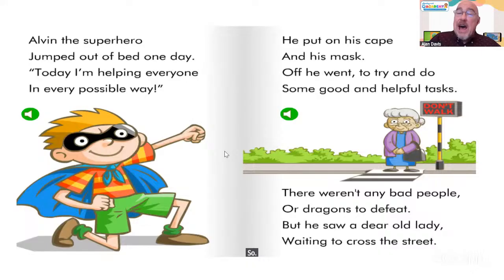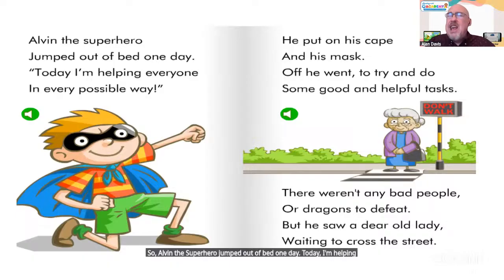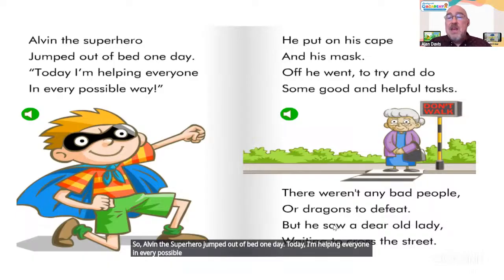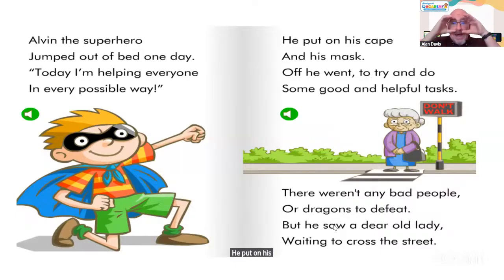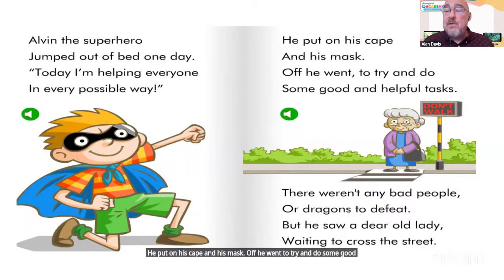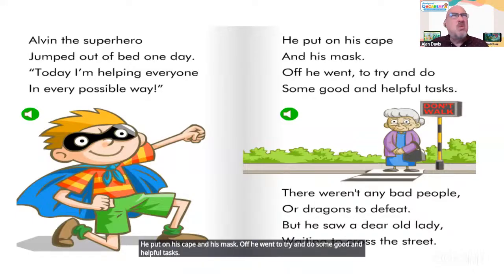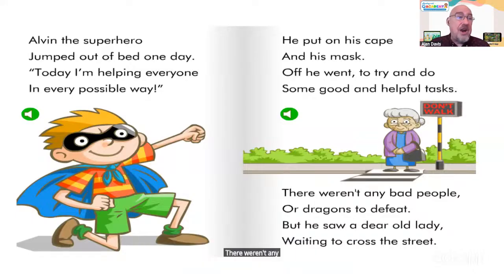Alvin the superhero jumped out of bed one day. "Today, I'm helping everyone in every possible way." He put on his cape and his mask. Off he went to try and do some good and helpful tasks. There weren't any bad people or dragons to defeat, but he saw a dear old lady waiting to cross the street.